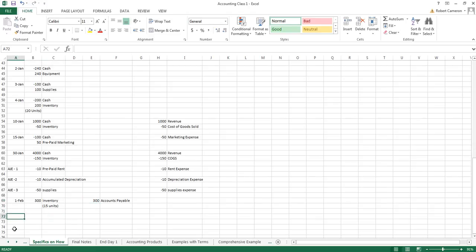And then let's say that we had a sale of this inventory. So February 2nd, we sold this inventory. Let's say we sold all 15 units. And let's say we got $6,000.